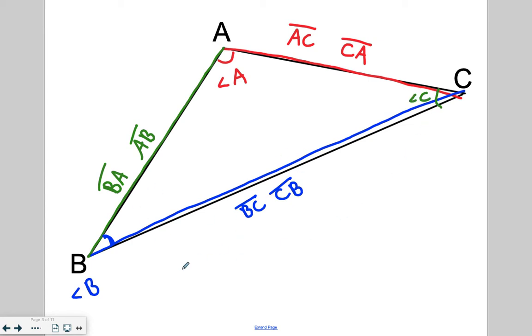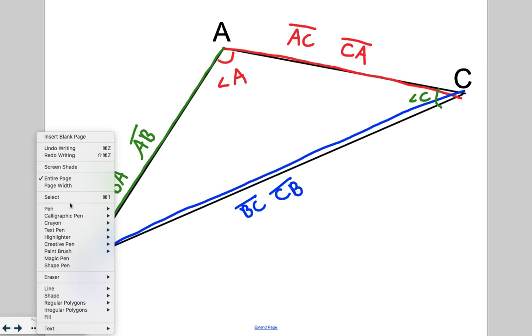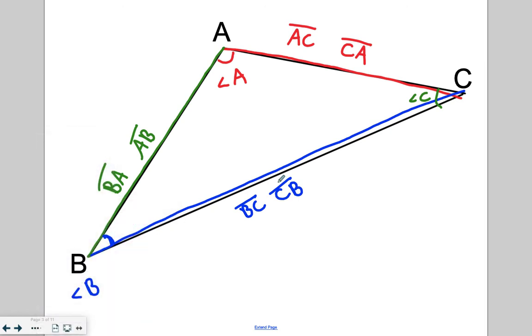When you name a triangle, you can name them in any order. So one possible name for this triangle would be triangle ABC. Another possible name could be triangle CBA. Or you could have triangle BAC. It doesn't really matter. You just have to put the triangle and then the 3 letters.